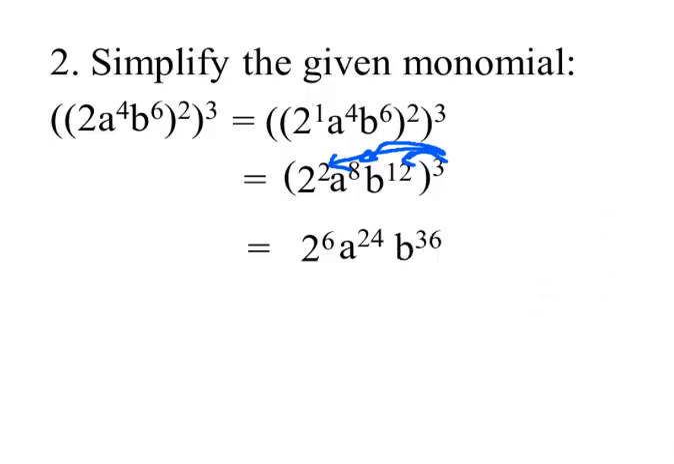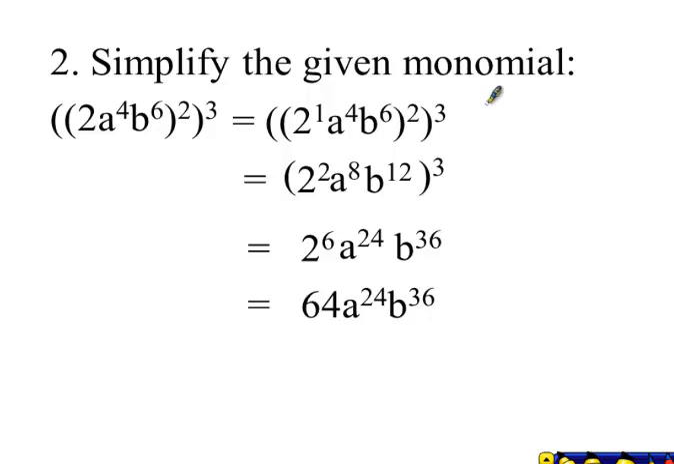And then we can simplify 2 raised to 6 as 2 times 2 times 2 times 2 times 2 times 2, and that is equal to 64. Then just bring down a^24 and then b^36.